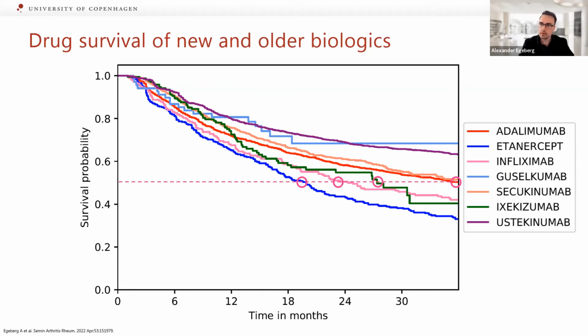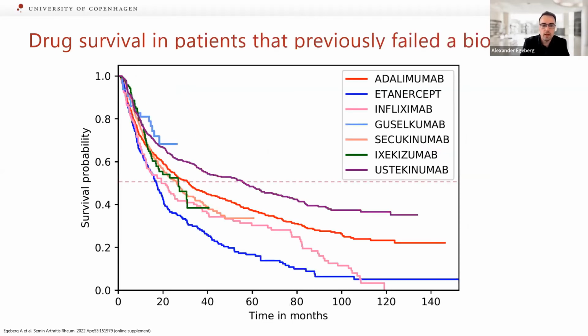So another way that you can look at curves like this is that we can look at drug survival in bio-naive patients or non-naive patients. So if we look at patients who have previously failed at least 1 therapy, we can see the curves are much steeper, meaning that the probability of discontinuing therapy is higher. And here we can see again, the median time to discontinuation with etanercept is, at this point here, 20 months.